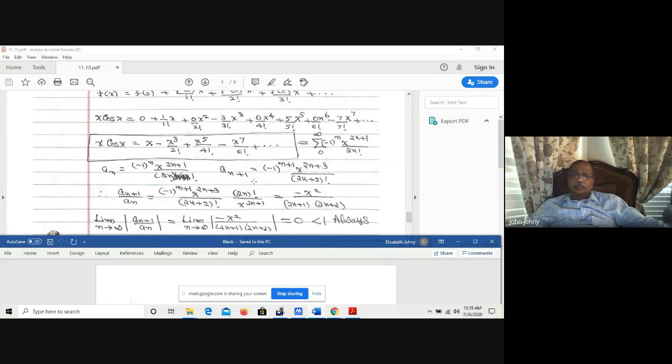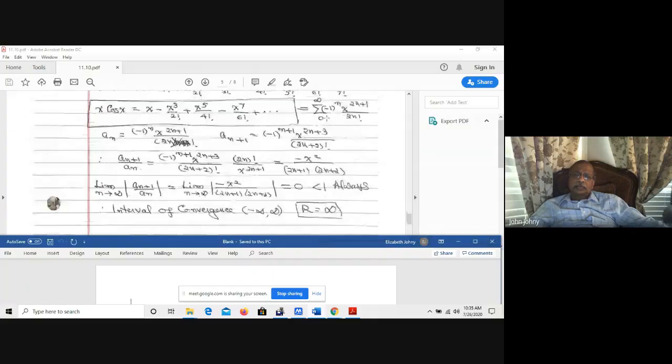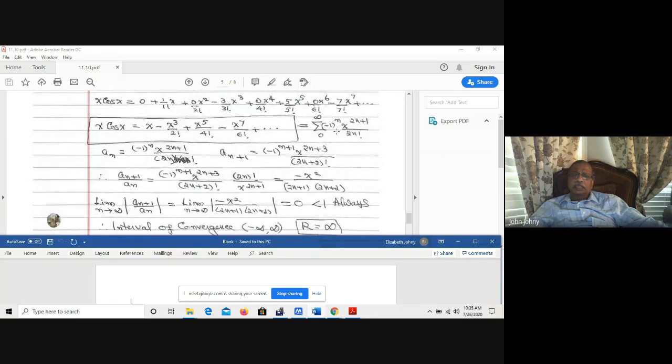In sigma notation, sigma from 0 to infinity, negative 1 to the n, x to the 2n plus 1 over 2n factorial. And so the nth term is negative 1 to the power of n, x to the power of 2n plus 1 over 2n factorial. For n plus 1, you have to increase n by 1. So the numerator becomes 2n plus 1, 2 times n plus 1 plus 1, that is 2n plus 3. Denominator 2 times n plus 1 factorial, that is 2n plus 2 factorial.